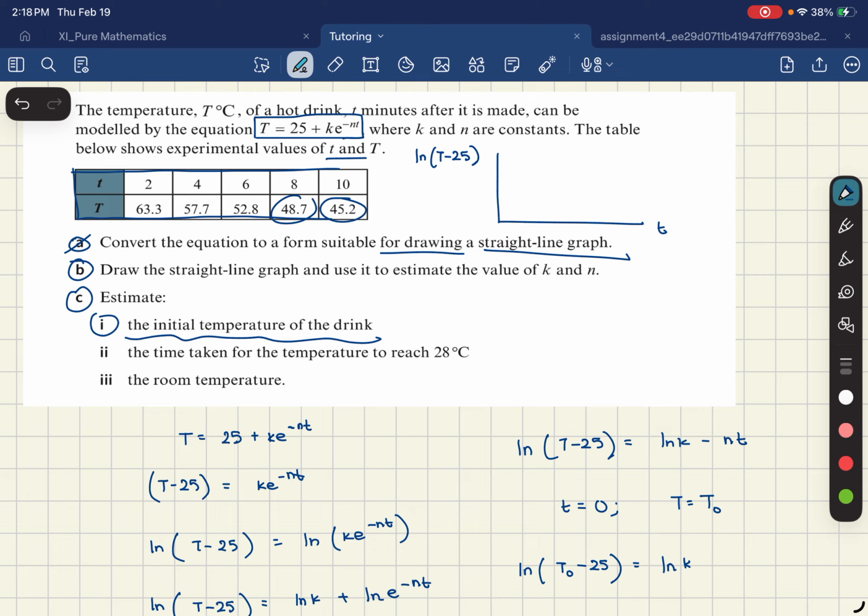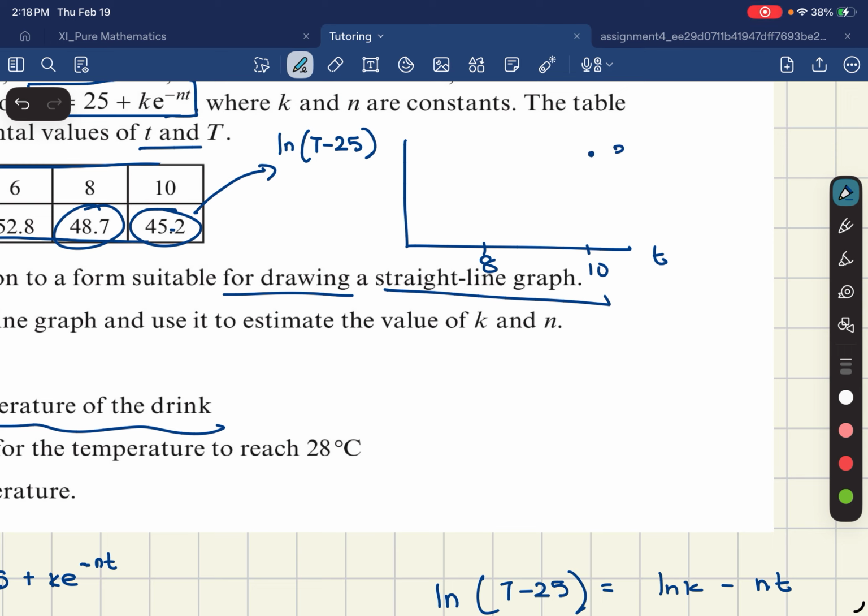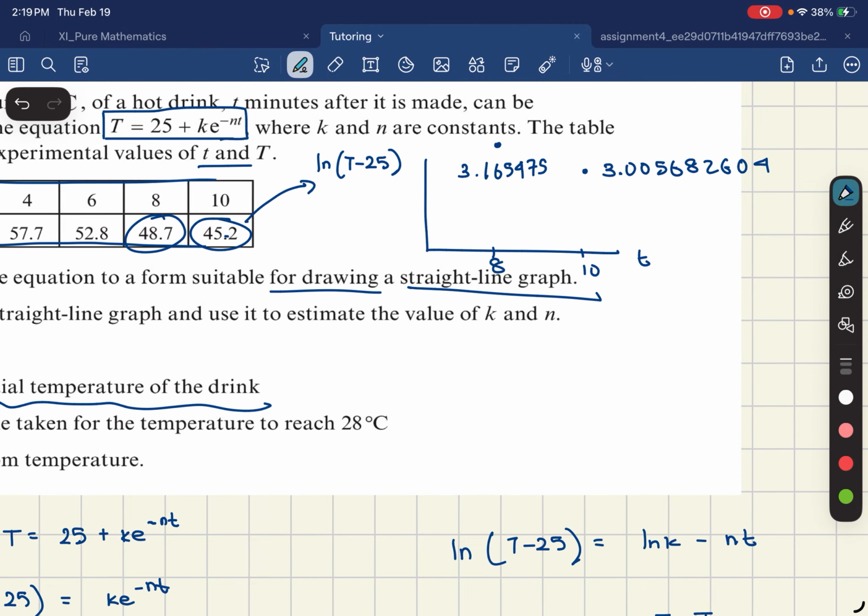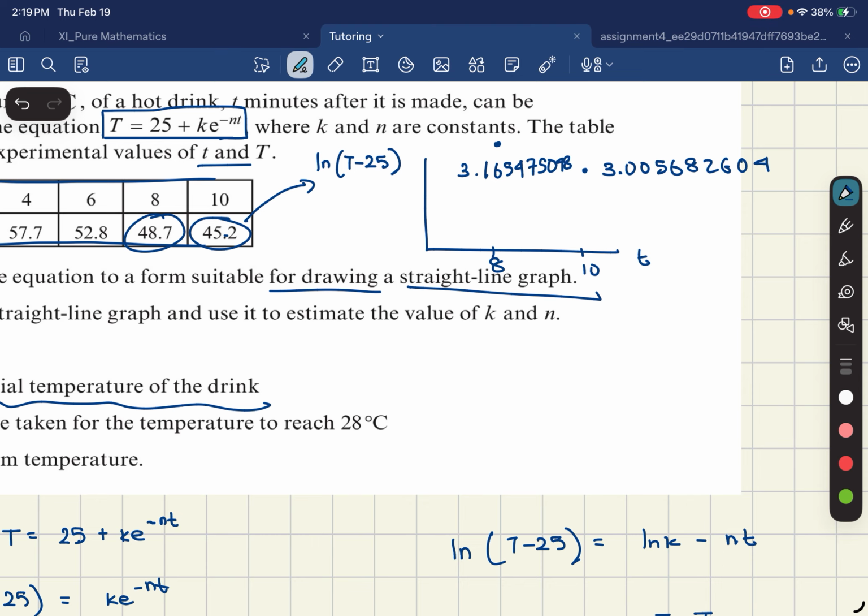I don't have to worry about t, but I need to convert. Let me take two data points, and my t does not change. It's going to be 10 and 8, so I need to put my T values into this equation. ln of 45.2 minus 25 is 3.005682604. When t is equal to 8, ln of 48.7 minus 25 is a bit higher, 3.16547575048. So at t equal to 8 it's bigger, and at t equal to 10 it's smaller, because it's cooling, so it's going to be decreasing.